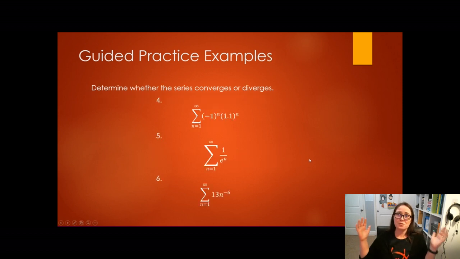Okay, so we just learned 3 new tests really quick. Here are 3 examples for you to try out, one for each of these convergence tests that we just went over. So give these a try on your own.